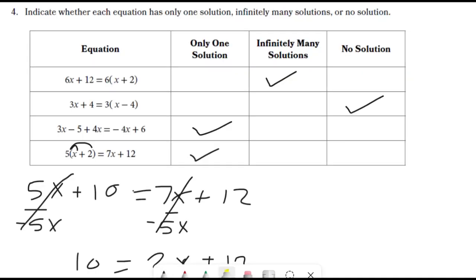So to recap, if the linear terms are the same and the constants are the same, there are infinitely many solutions. If the linear terms are the same and the constants are different, there are no solutions. And if the linear terms are different and the constants are different, there is one solution.